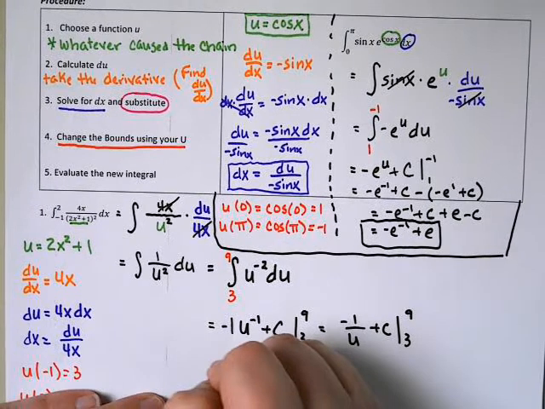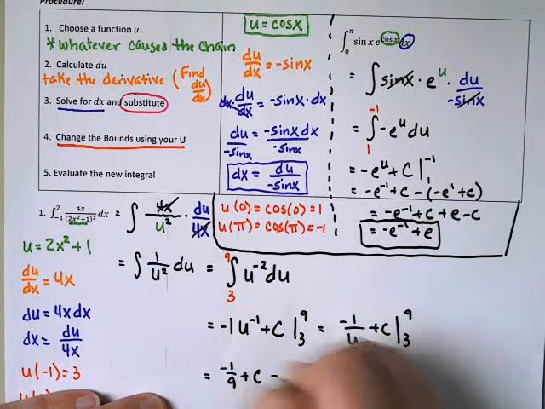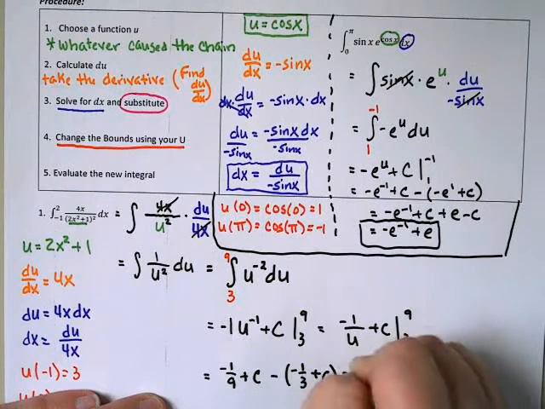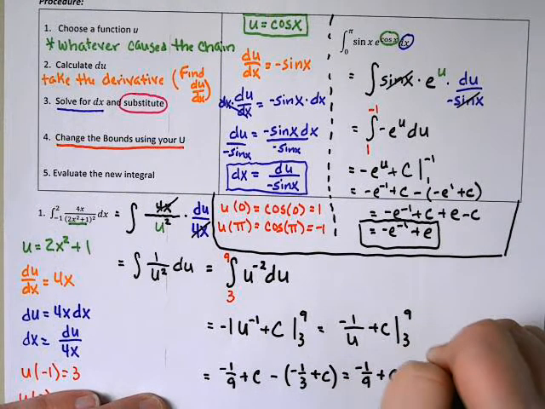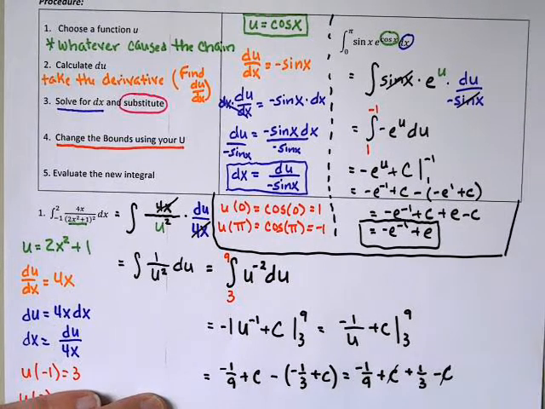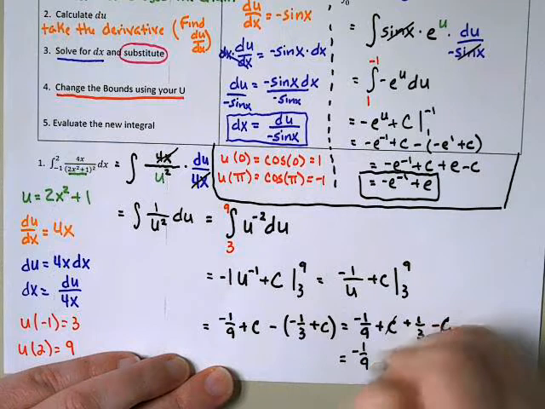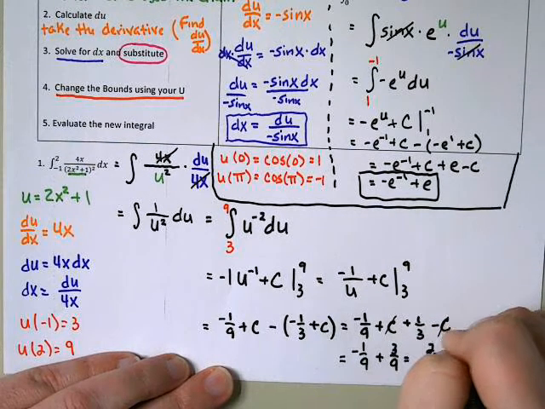So that means I'm going to have negative 1 over 9 plus c minus negative 1 over 3 plus c. And so if I distribute my negative, I'm actually going to have a plus 1/3 and a minus c. So those cancel each other. And I'm going to need to get a common denominator here. So that means negative 1 over 9 plus 3 over 9. And I get an answer of 2 over 9 for this integral.